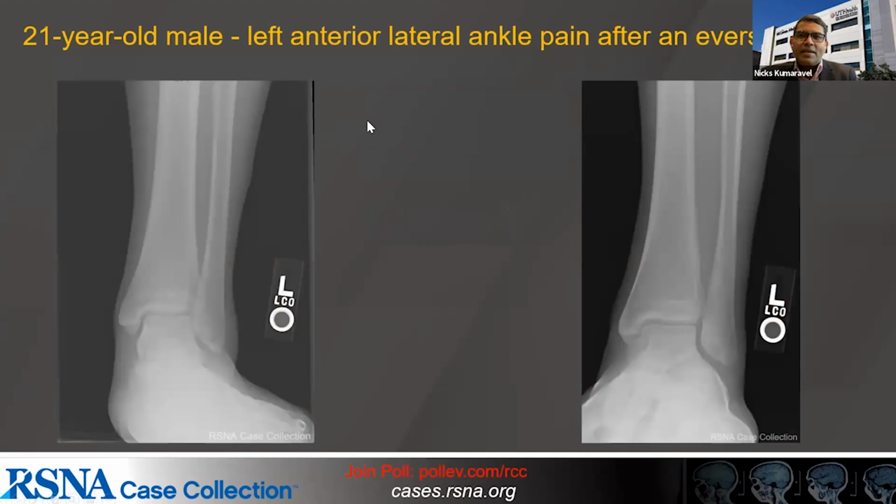Here's the first case. Here's a patient presenting with left anterior lateral ankle pain after an eversion injury, and think about what could be the possibility. What are the diagnostic choices that could have happened in this case? That's basically what I'm showing you here. And then go to the next slide again.